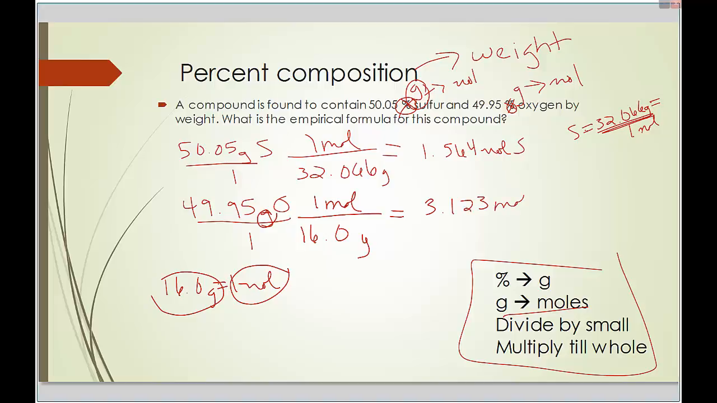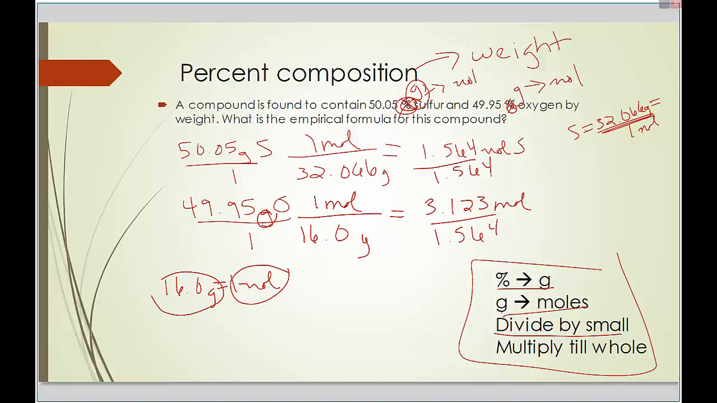Alright, so let's look at our rhyme again. Percent to mass, we change the percentage to grams. Mass to moles, we change it to moles by using the molar mass. Divide by small. So you look at the two numbers and you decide which one's the smallest. 1.564 is obviously the smallest, so I'm going to divide both sides by 1.564 because we're looking for the ratio.